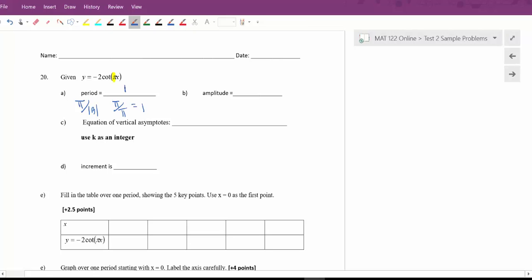Okay. Now, we don't have an amplitude. That's another thing. Don't fall for that. Okay, cotangent graphs look like this. They don't have a max, they don't have a min, and you have to have a max and a min in order to have an amplitude. The only things that have maxes and mins are sine and cosine.